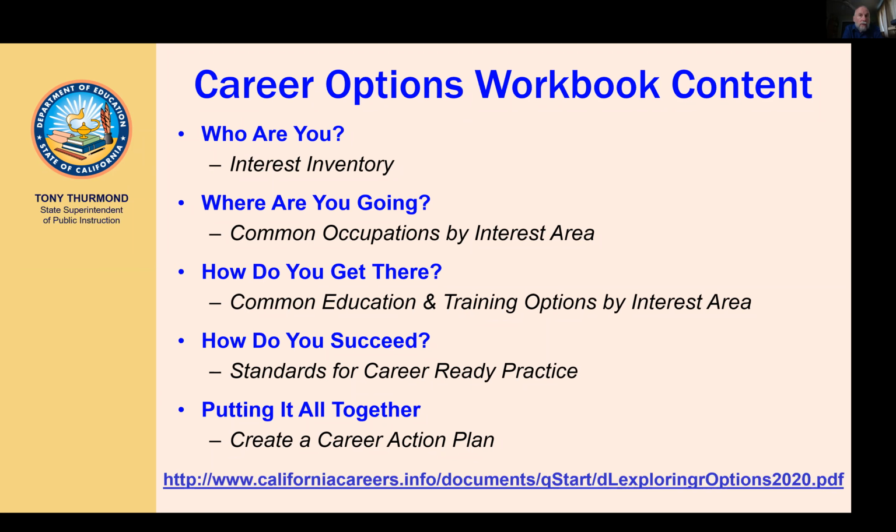And so we've listed, beginning in junior high, for a variety of occupations, things that students could begin doing in middle school to prepare for an occupational direction. How do you succeed looks at the standards for career ready practice, and then we introduce them to the idea of creating a plan. So again, that's a hard copy workbook that is currently available on our CalCRN home site.